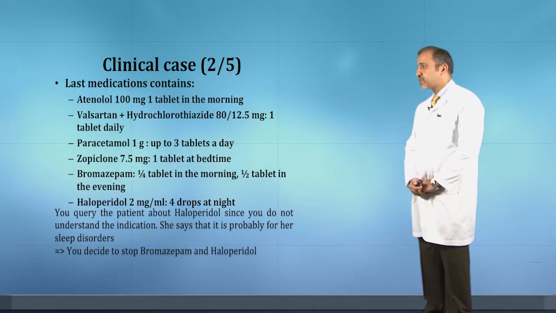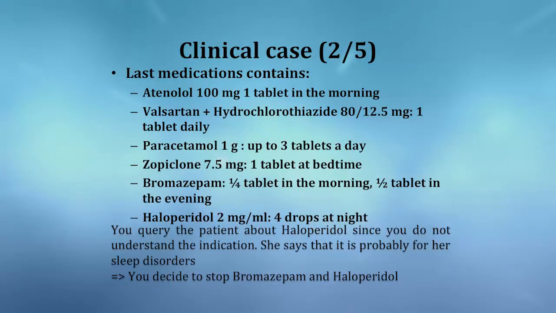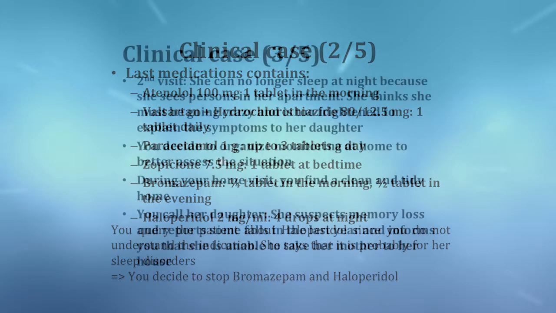Her last medication list includes atenolol 100 milligrams per day, valsartan and hydrochlorothiazide once daily, paracetamol 1 gram up to 3 tablets per day, zopiclone 7.5 milligrams at bed, bromazepam, a quarter of a tablet in the morning and half a tablet in the evening, and haloperidol at night. You query the patient about haloperidol since you do not understand the indication, and she says that it's probably for her sleep disorder. So you decide to stop bromazepam and haloperidol.